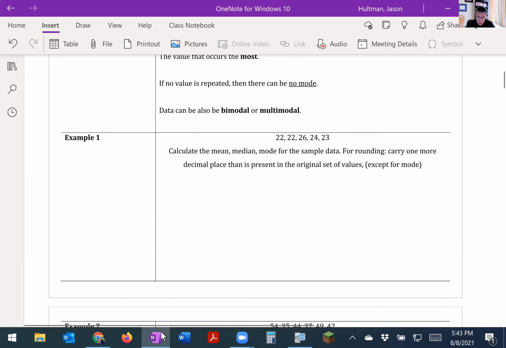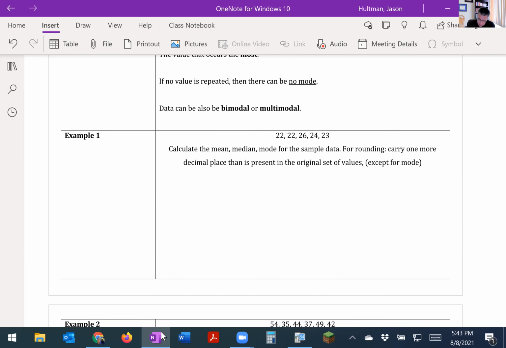Let's look at example one here. Let's calculate the mean, median, and mode for the sample data. For rounding, carry one more decimal place than is present in the original set of values, except for the mode. So for the mean, we're going to label this a sample. The sample mean, X bar, is 22 plus 22 plus 26 plus 24 plus 23, divided by the number of items here, which is 5.